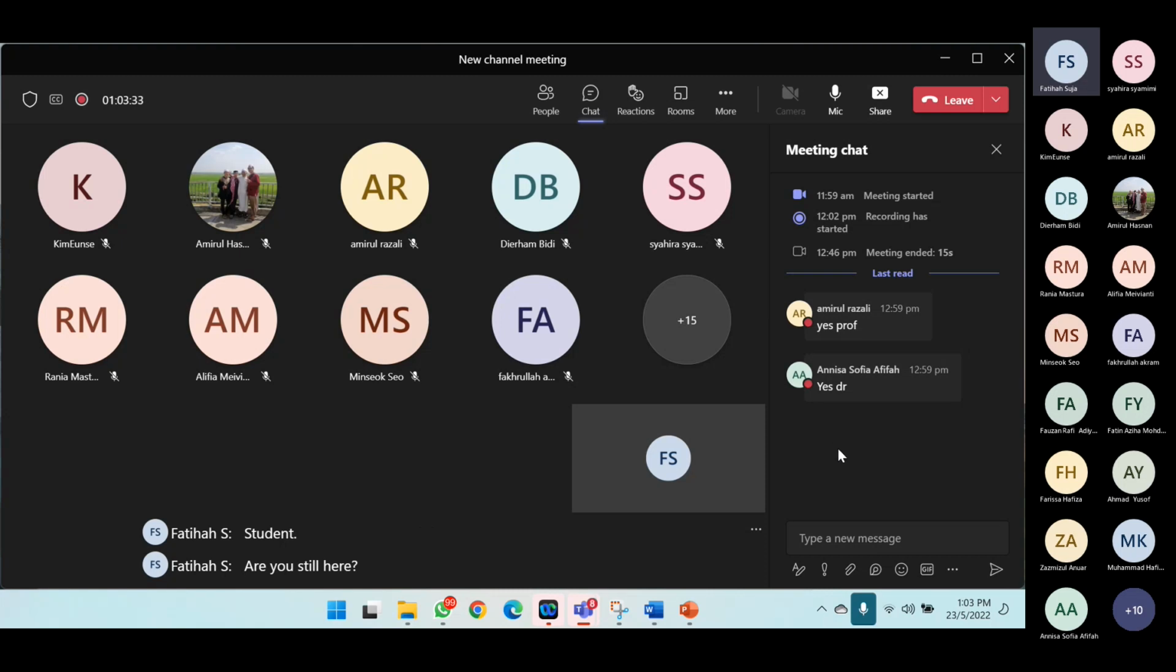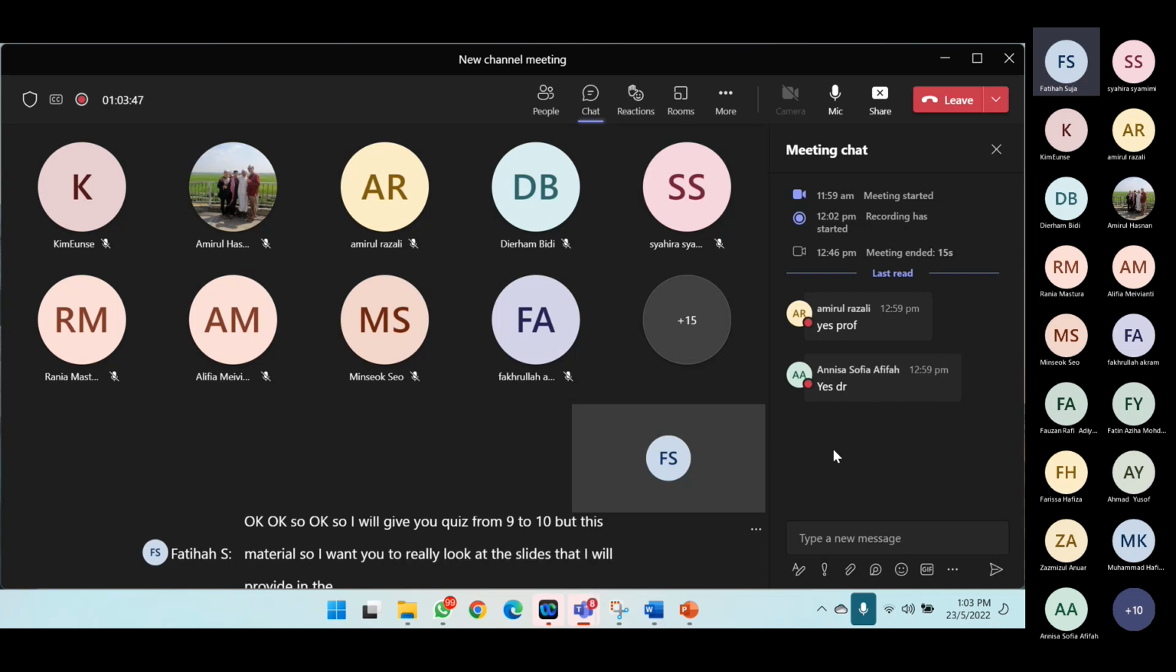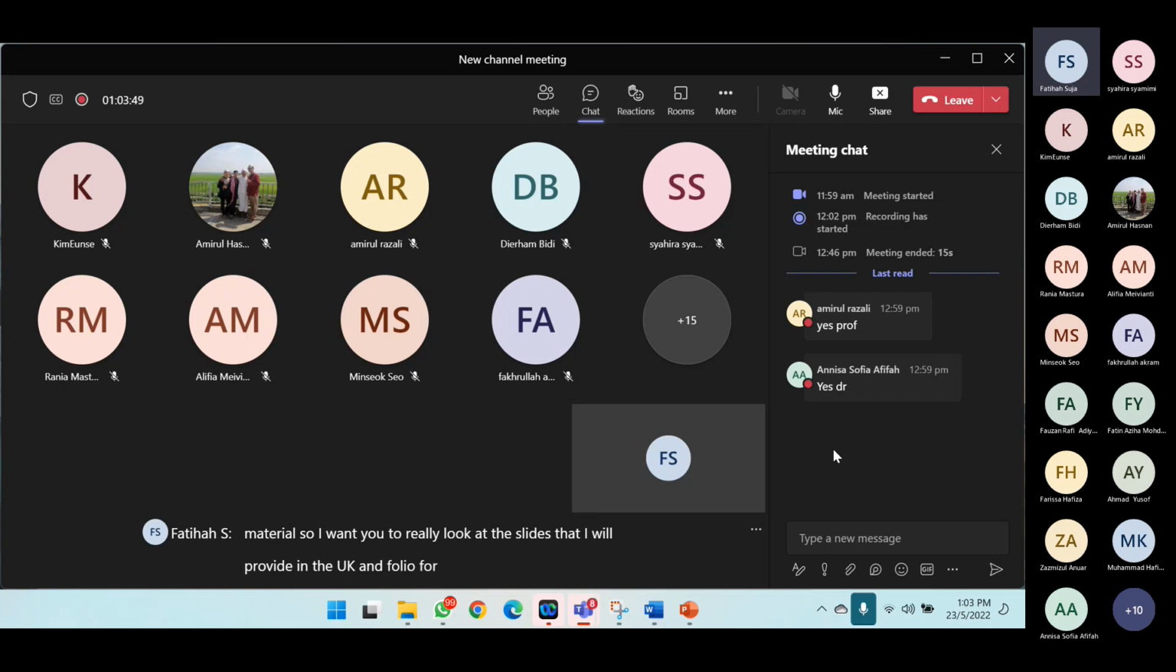Okay. So I will give you the quiz from 9 to 10 about this material. So I want you to really look at the slides that I will provide in the UKM folio for treatment of water hardness. Okay, I think our class, I think I finished with the material, unless you have something to ask. Anything from you?